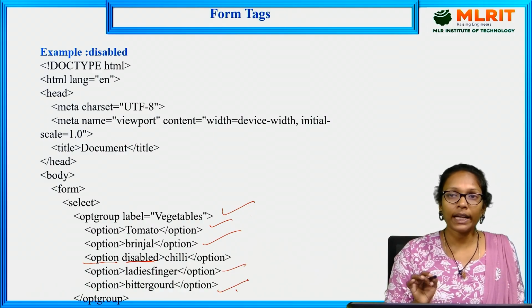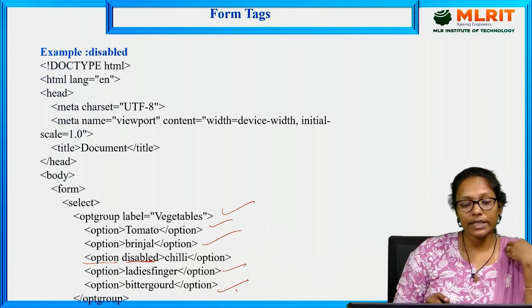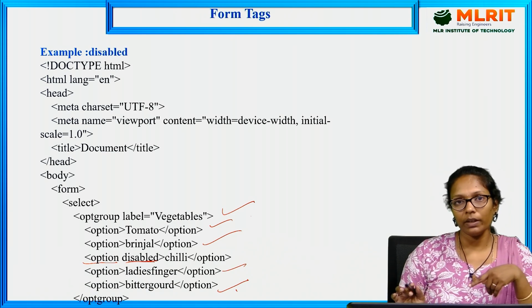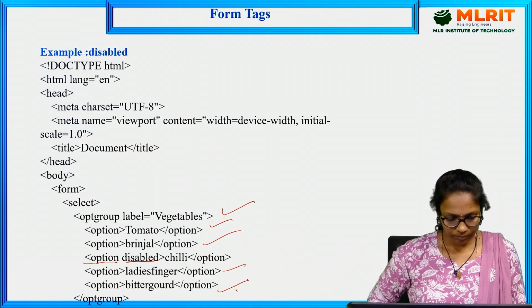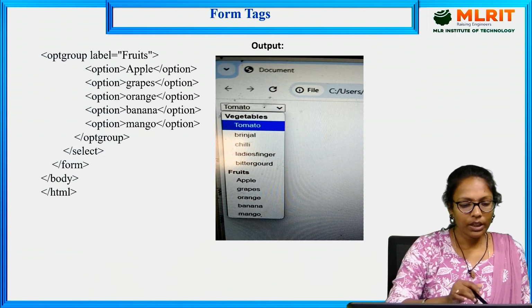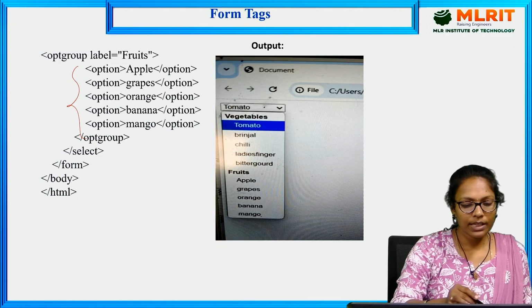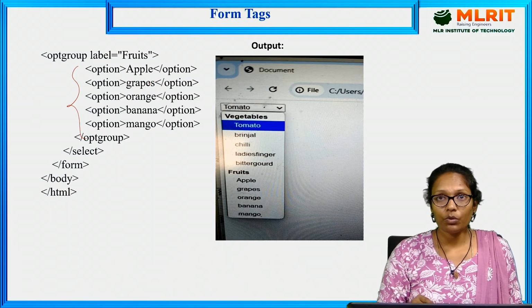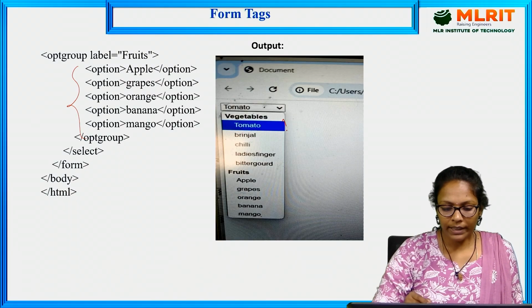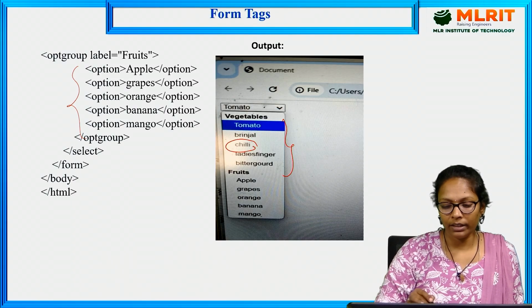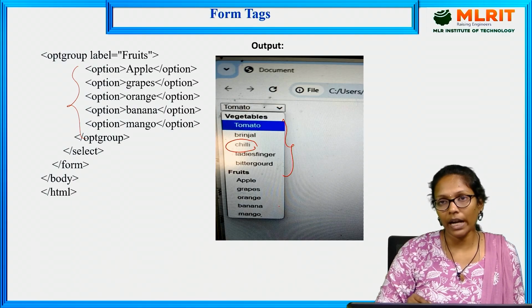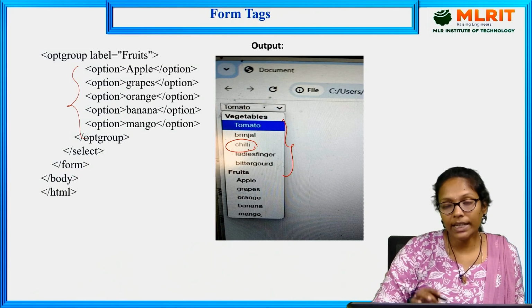That you cannot click on it. It will be visible. The chili is visible, but it is in ash color. You can check the output. I will show you. So it is in ash color. You can't click on it. So here all these options are enabled only. Nothing is disabled. If you observe the output, all the items are added, including chili also. But chili is not in black color. All the remaining items are in black color, but the chili is in ash color.